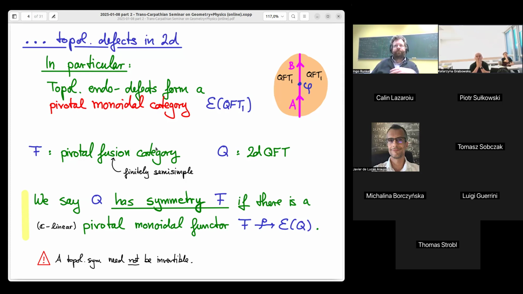And so rather than trying to say what's the entire symmetry of my quantum field theory, which may be hard to answer, I want to turn the question around slightly and ask, can I at least understand if my quantum field theory has a given symmetry F, which would be given by such a finite monoidal category, by such a fusion category. So I say that my quantum field theory has the symmetry F if there is a structure preserving functor from this category F to this monoidal category of endo defects.